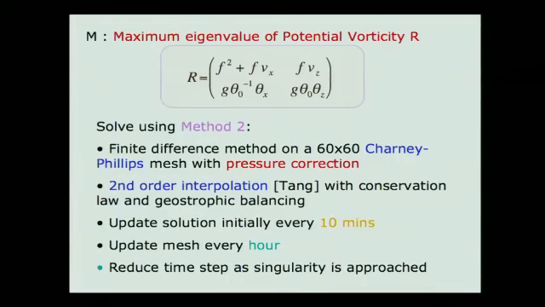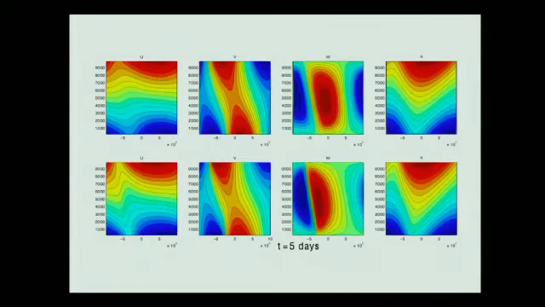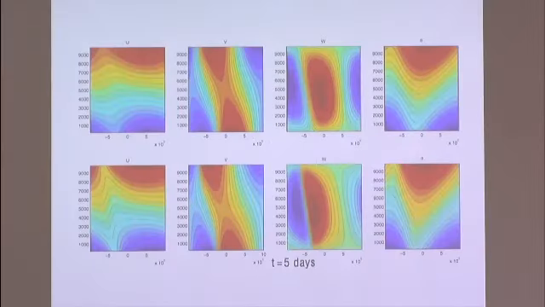So let's have a look at the solution. What I'm going to show in the top line is the solution on the uniform mesh after 5 days. That's U, V, W, and theta. This is the solution on the moving mesh.